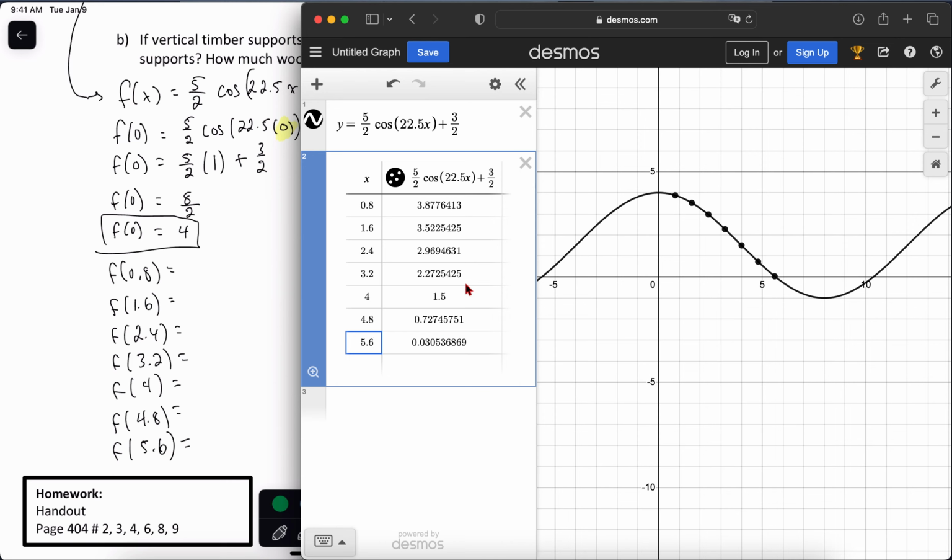Okay, so you can see here, we've got almost 4 meters, 3.5 meters, 3 meters, 2.27 meters, 1.5 meters. If I took all those outputs and summed them all up, that would be the total amount of wood that I would need in order to create the vertical supports, right? And so what I need to do now too is figure out how much wood would be needed for the horizontal supports as well.